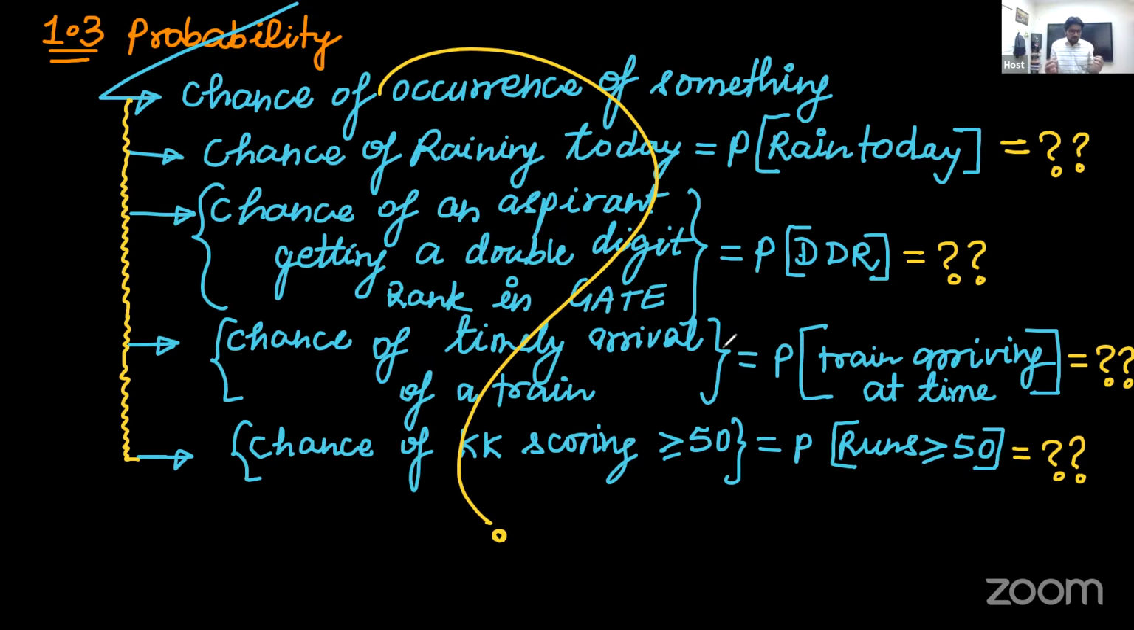So guys, I want to know these chances. How do I answer these chances? To answer these chances, people started with some belief, some core belief.